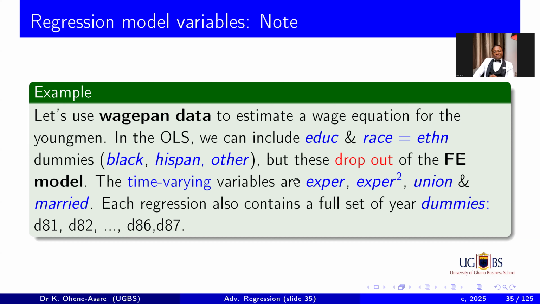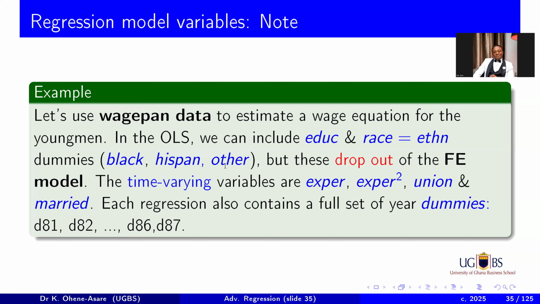The time varying variables are experience and experience square. Union is also changing. A person is changing union, so we include union as a time varying variable, even though it is 0 and 1. And again, married, even though married is 0 and 1, we're going to include married as a time varying variable. It's changing over time. Why? Because these are children between 17 and 23, and in that period, they are going to be married. So we allow marriage not to be dummified.